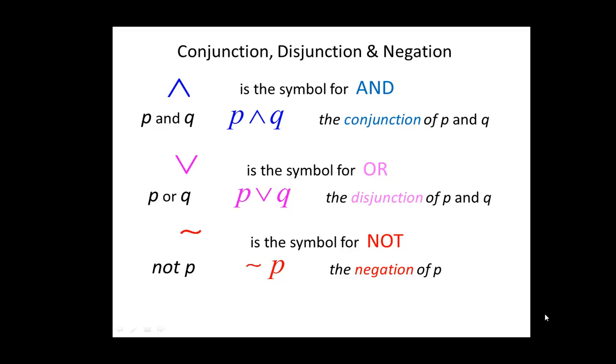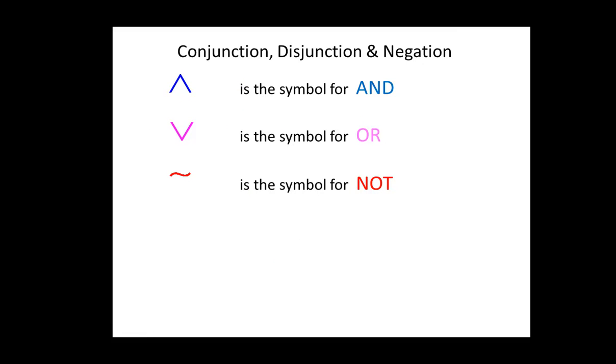Some people find it useful to think of this AND looking sort of like an A, just to help remember which one is AND. Now there's one other symbol for NOT which you may run into, and it looks like this. So these 2 symbols are both used for negation or for NOT.